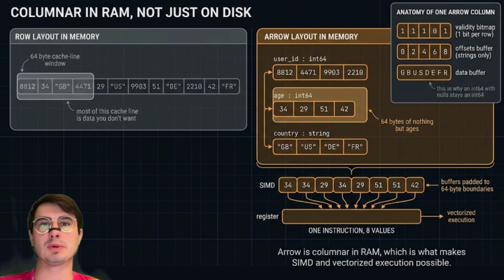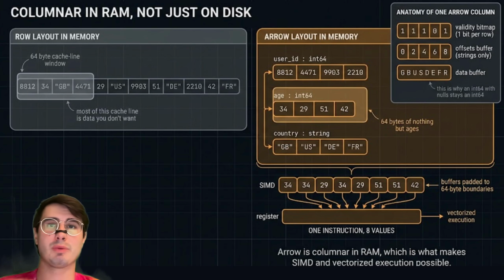So picture a tiny table with 3 columns, user ID, age, and country, and 4 rows. Row-oriented in memory looks like this: user ID, age, country, user ID, age, country, and on it goes, looping back and forth on itself. Every record sits together, and it's great if you only want one whole record, which is what a transactional database usually wants. The Arrow layout, on the other hand, puts all 4 user IDs next to each other in one continuous block, then all 4 ages in a second block, and then all 4 countries in a third.